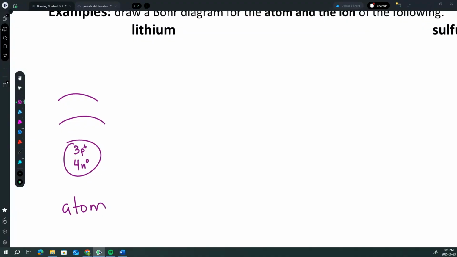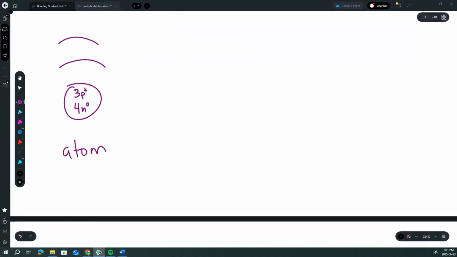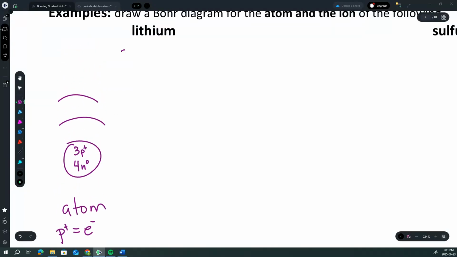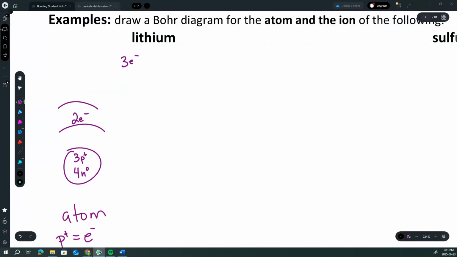Now, the lithium atom, that's where our amount of protons is equal to the amount of electrons. Okay, so I'm going to start off with 3 electrons. The first orbit can hold a maximum of 2 electrons, remember. So I used up 2 electrons, I have 1 left, and that's going to be our valence electron.